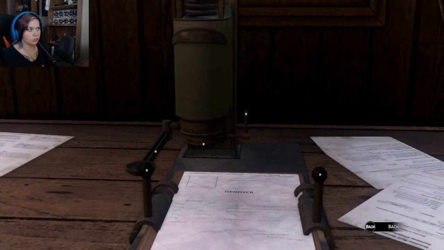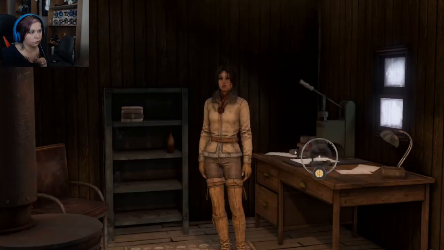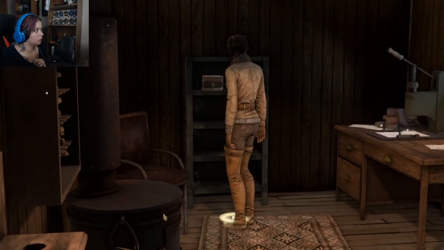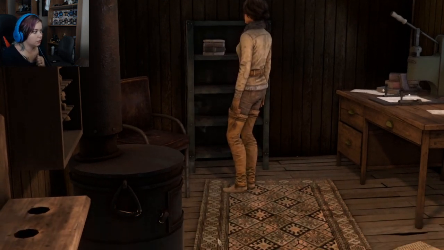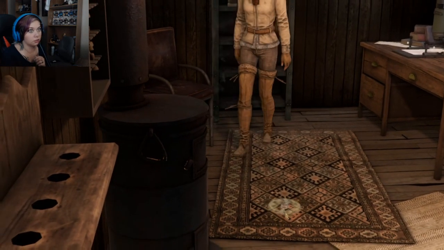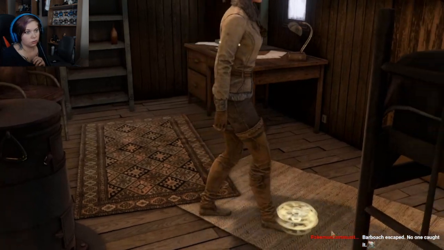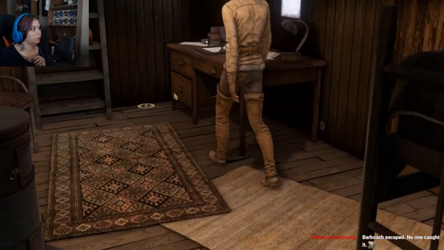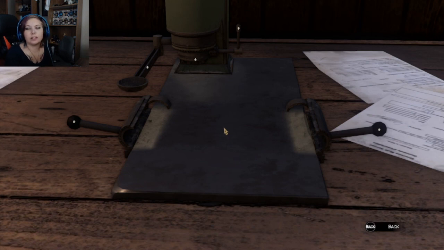Keep losing my cursor. Why does it keep disappearing? That's really annoying. Nothing useful here. Alright. Stamps. But not one is the right shape, of course. Well, that's convenient. Really? Do I have to go find someone to make me a stamp?